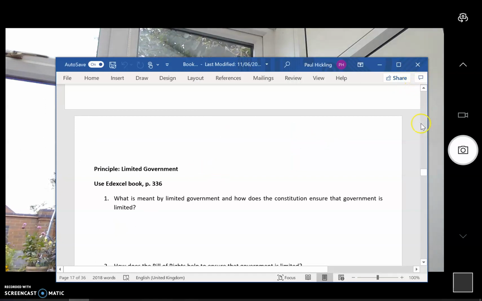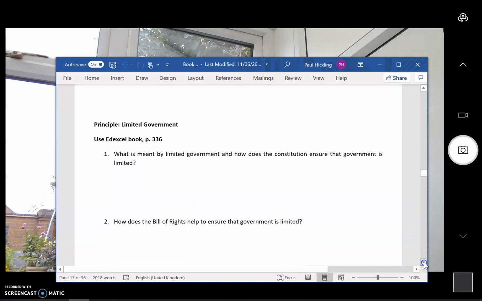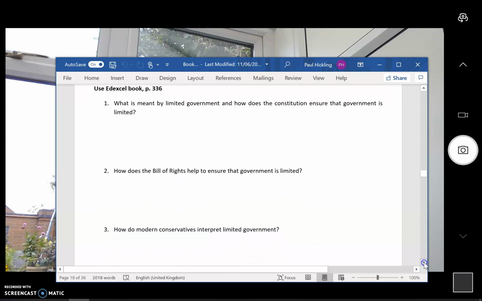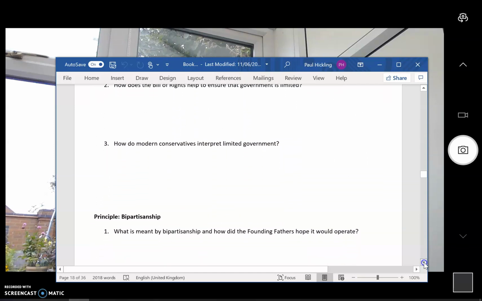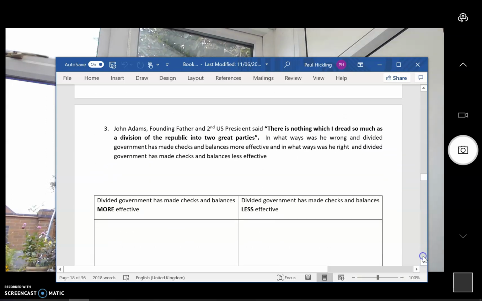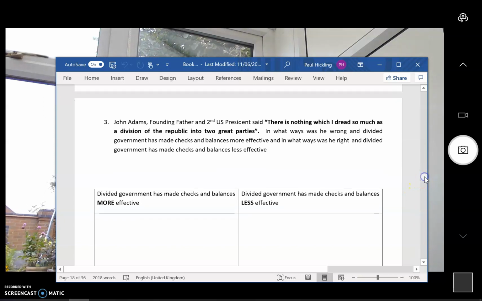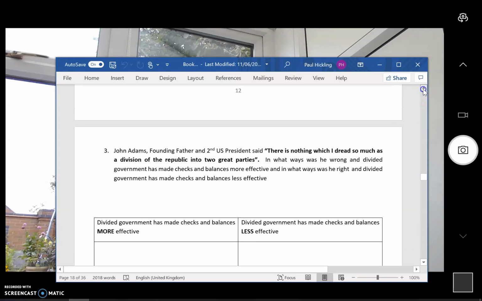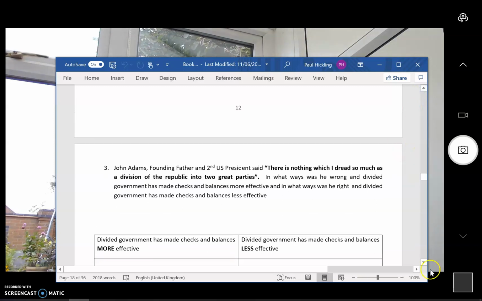Now, in the workbooklet which I put up in front of me, you will notice these two principles have a couple of questions, and you need to use the Edexcel textbook for these. Limited government has 3 questions, and bipartisanship has a couple of questions as well. So what you need to do is use the textbook to do those. Hopefully this will be reasonably straightforward. Then we've got question 3 here, which is all about this breakdown of bipartisanship.